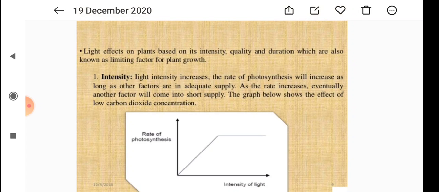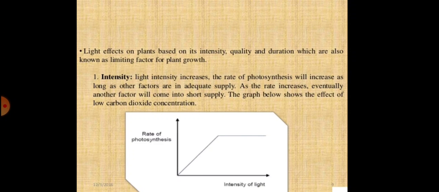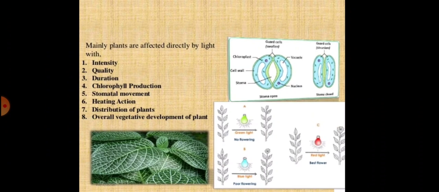Diffused light or reduced light promotes the development of vegetative structure and causes delicacy. For example, vegetative crops like turnips, carrots, and so on. Intense light favors the development of flowers, fruits and seeds, and duration of light is also very important.